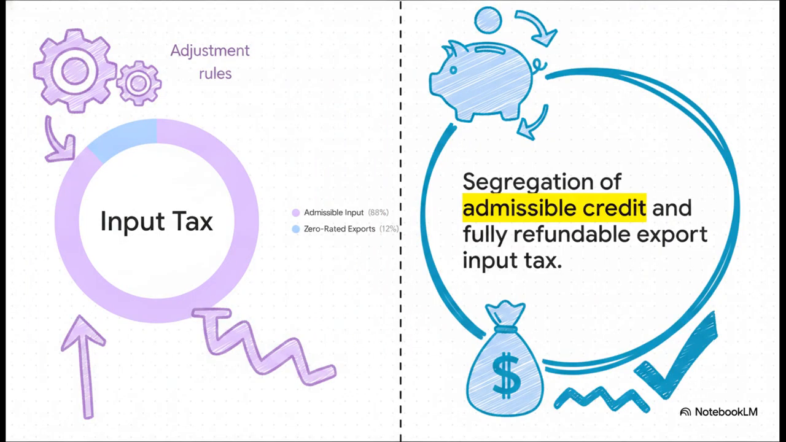Looking at Bearing Foods input tax from Question 6, we see that there must be a very strict segregation. Out of the total input tax, 5.47 million is admissible credit for local supplies, and that must be fenced off completely from the 0.72 million dedicated specifically to zero-rated exports. This segregation is absolutely vital because export input tax is fully refundable in cash to encourage international trade, whereas your local input tax is trapped by strict adjustment caps.